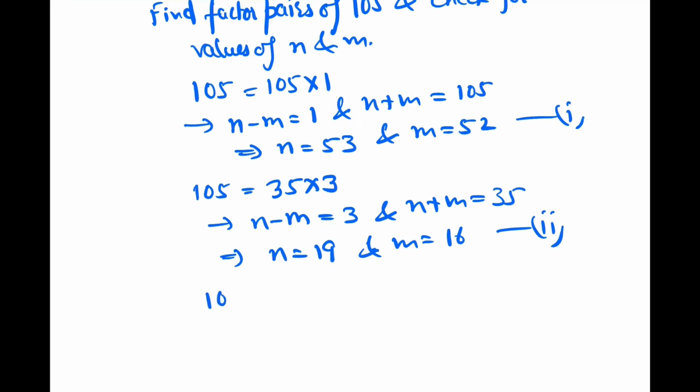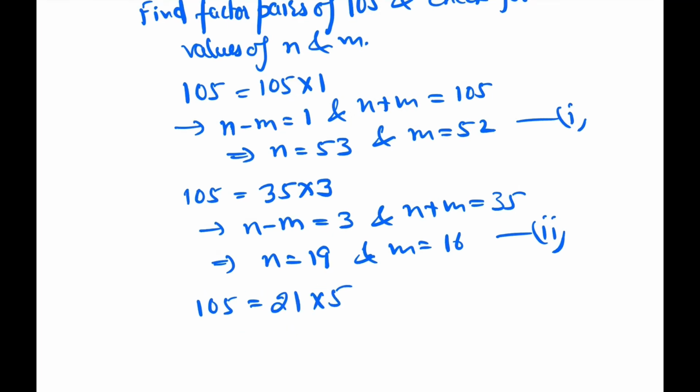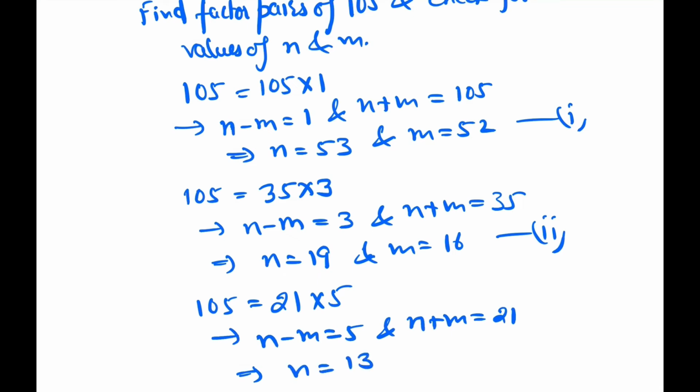Again, we can write 105 equal to 21 into 5. So we can write n minus m equal to 5 and n plus m equal to 21. So by these two equations we have n equal to 13 and m equal to 8. So this is the third one.